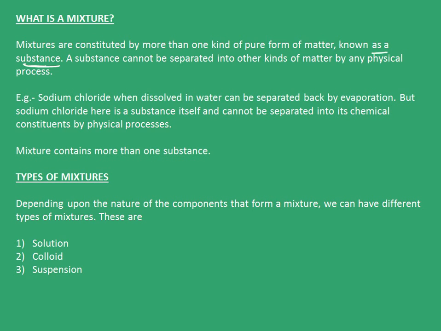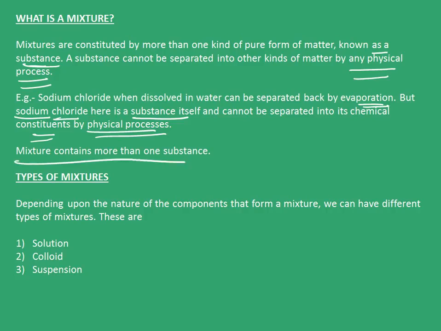A substance cannot be separated into other kinds of matter by any physical process. An example of this is sodium chloride, which when dissolved in water can be separated back by evaporation. But sodium chloride here is a substance in itself and cannot be separated into its chemical constituents, that are sodium and chlorine, by any physical process. A mixture contains more than one such substance.